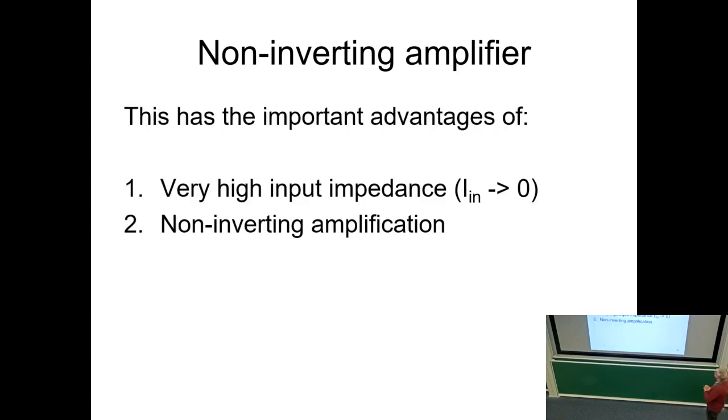Right, so the non-inverting amplifier has advantages. Very high input impedance, because the input current is close to 0, because that's the nature of the op amp. And has non-inverting amplification. So what you get out is a replica of what you put in, just adjusted in its amplification. There's no phase inversions going on.